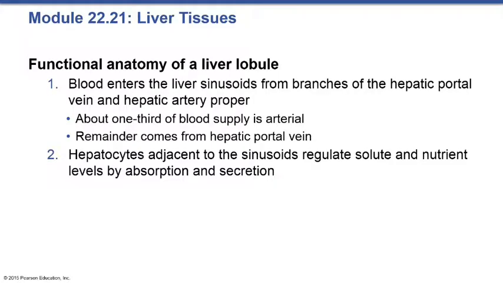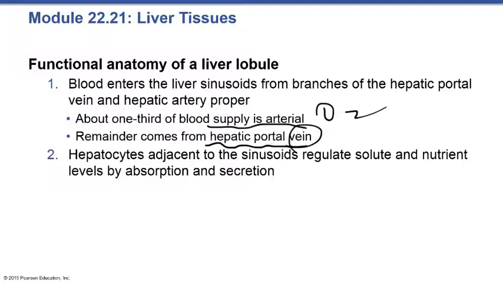Now what's going to happen is that, remember that blood is going to enter the liver sinusoid. So into these spaces, blood's going to come in. That blood's coming from the hepatic portal vein and the hepatic artery. About 1/3 of the blood coming in is arterial, oxygenated. The 2/3 is coming in from the hepatic portal vein. This is deoxygenated blood and is carrying in it the nutrients that were just absorbed by the intestines.